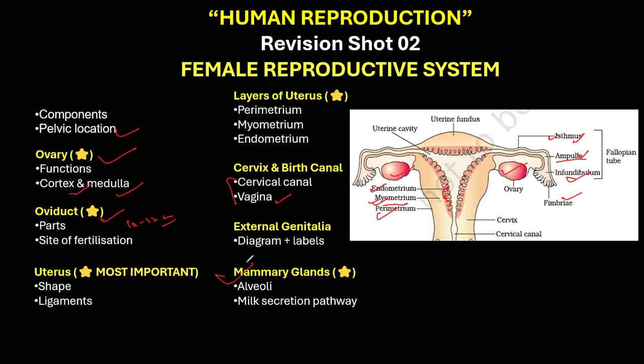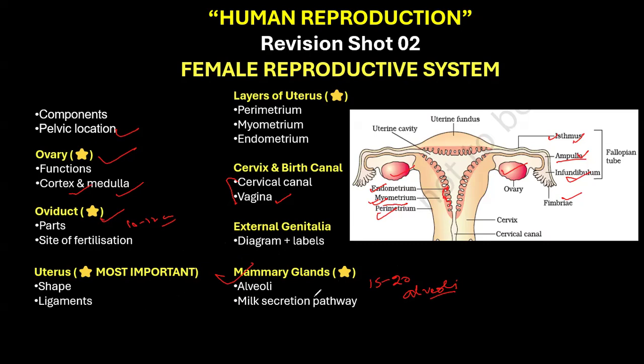Then mammary glands. Mammary glands are paired structures characteristic of female mammals. If we talk about structure, there are 15 to 20 mammary lobes. Each lobe contains alveoli. These alveoli are different from lung alveoli. Please do not mix them.